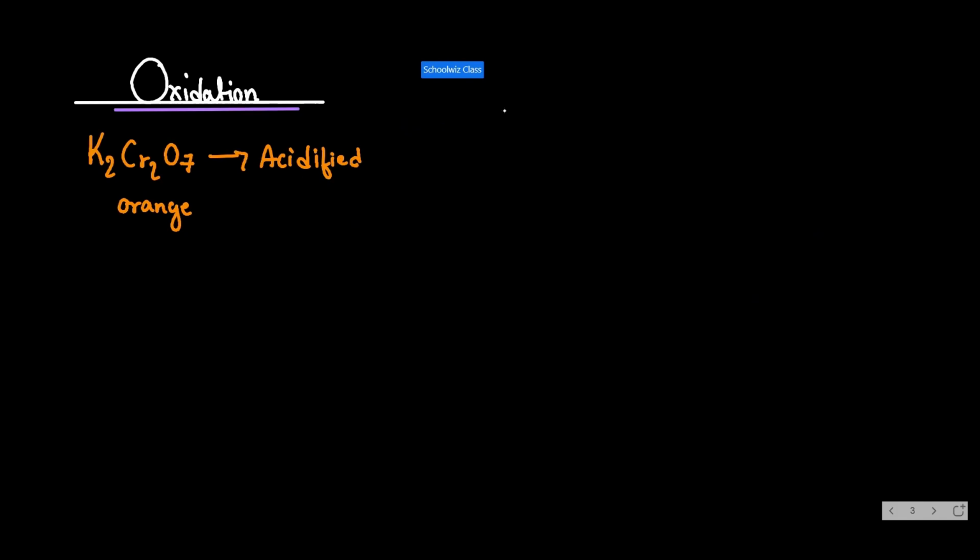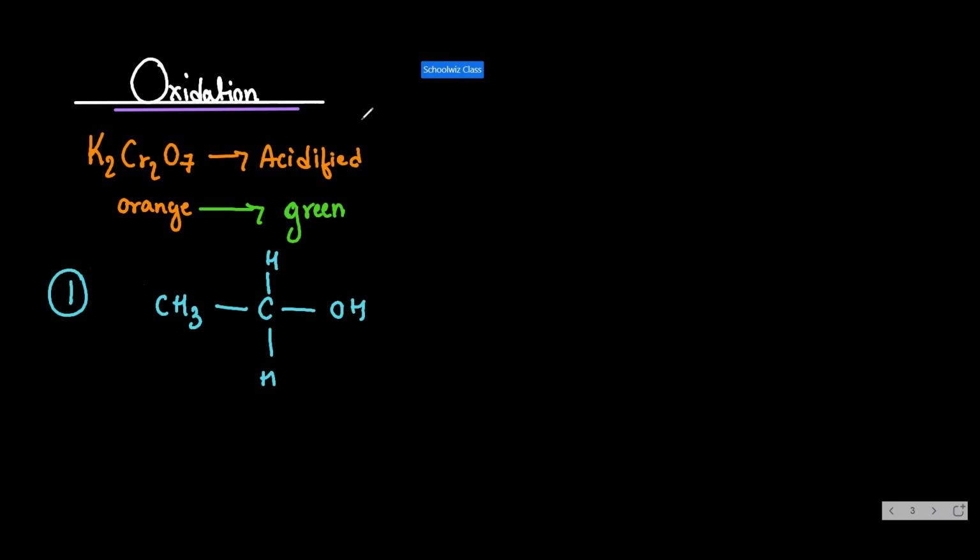And whenever it's done oxidizing, it's going to turn into green color. Okay. Now, let's say you have primary alcohol. So for primary alcohol, you have one alkyl radical, two hydrogen, and OH. So the rule of oxidation is you remove hydrogens first, and then you add oxygen.